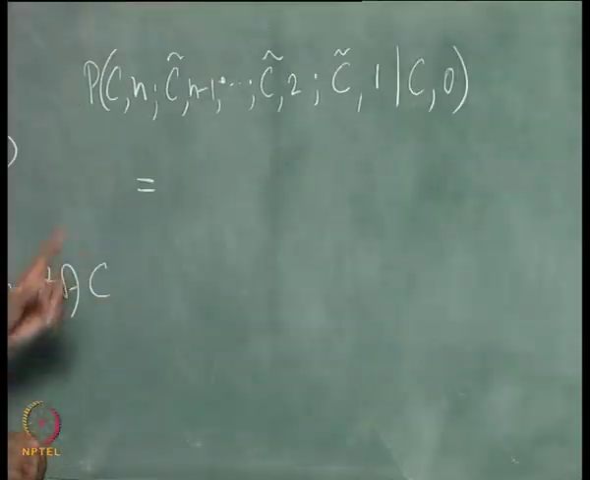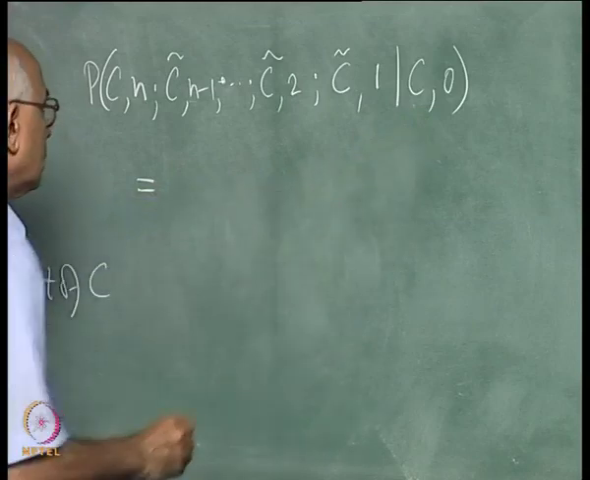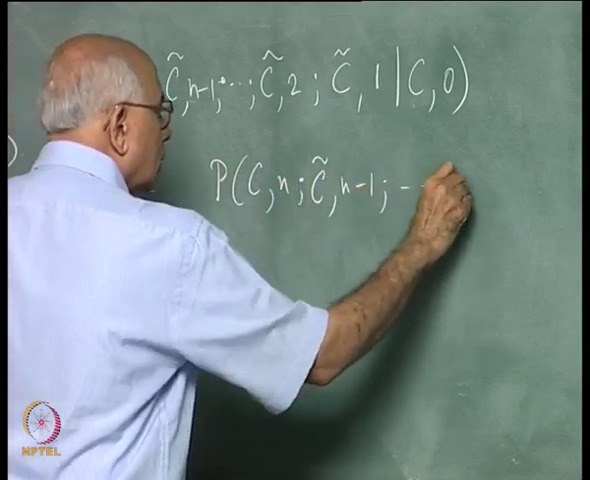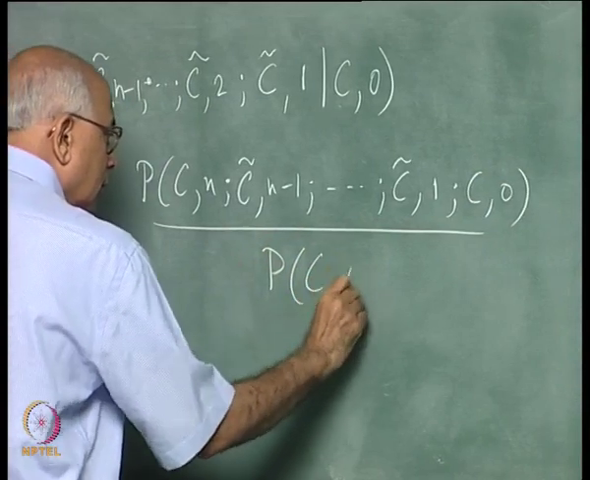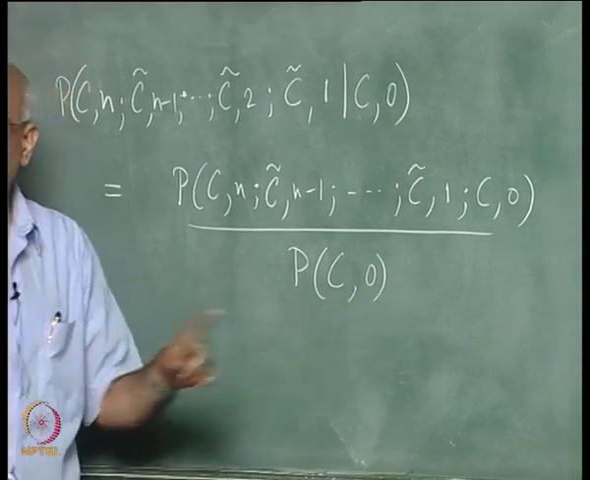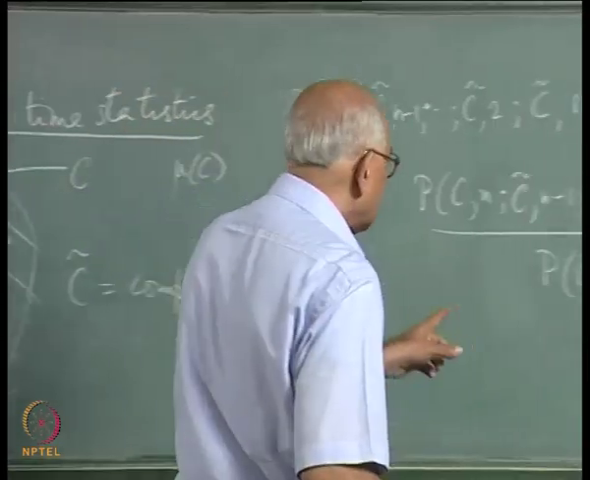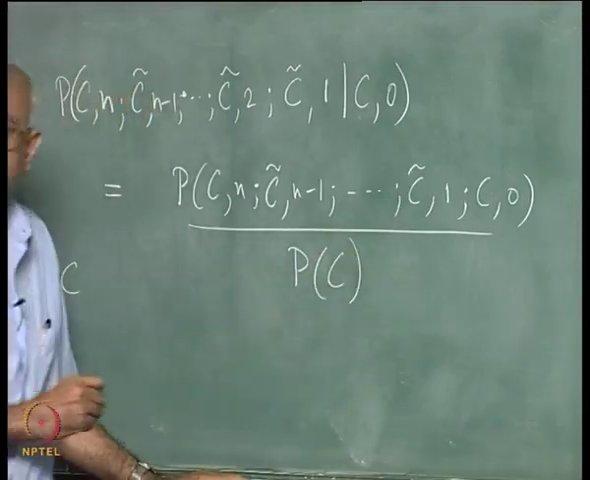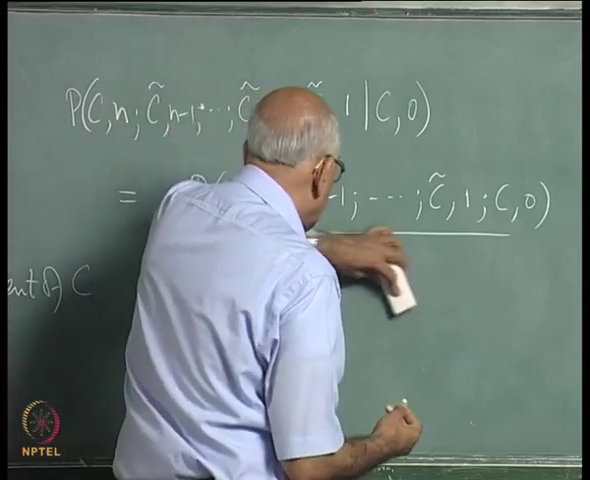What is that equal to? Well, we know that this conditional probability is a certain joint probability divided by the absolute probability of this thing here. So this is equal to P of C at n, C tilde at n minus 1, and so on, C tilde at 1, C at 0, divided by P of C at 0. But since I am assuming that the system has an invariant distribution measure and everything is stationary, this P of C at 0 is independent of the time origin and it is just P of C, and that is nothing but the measure of the cell itself. So this is the same as mu of C.